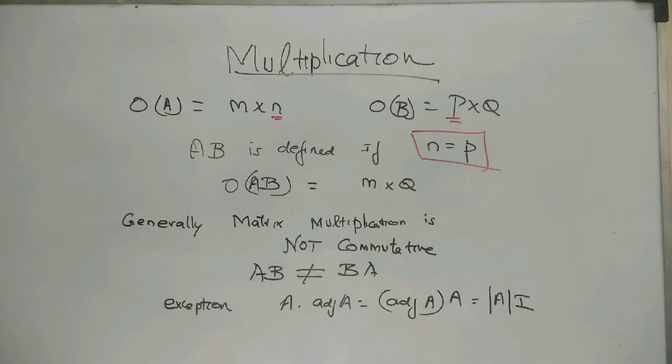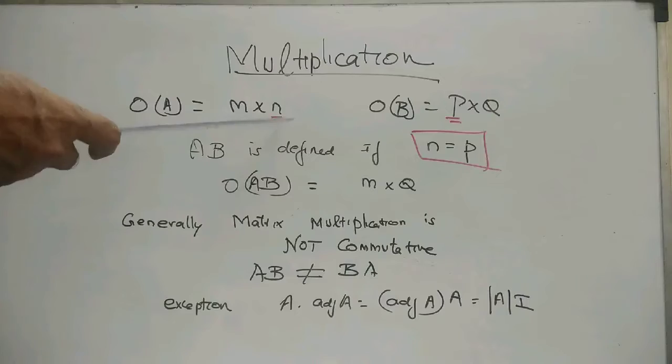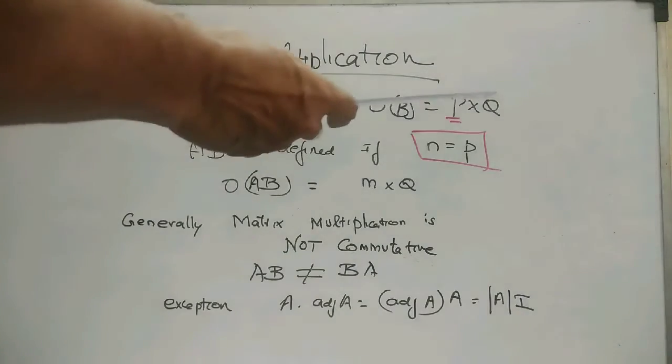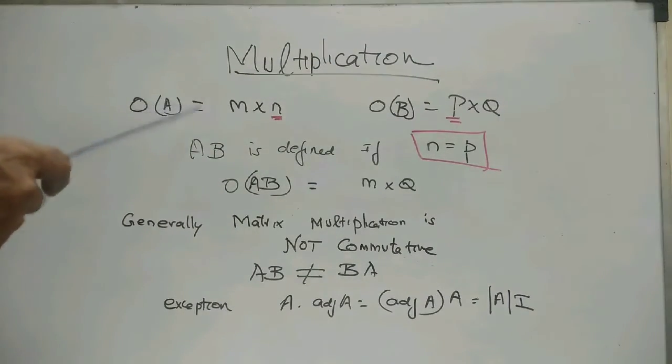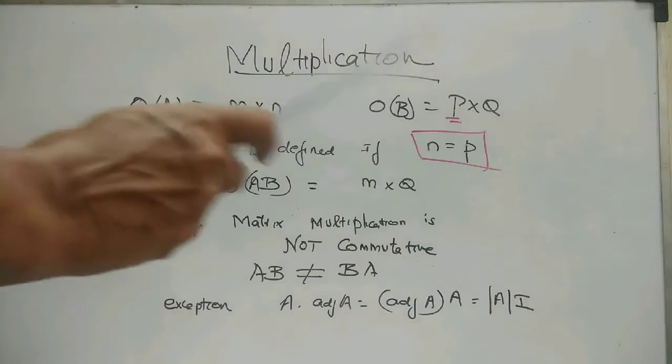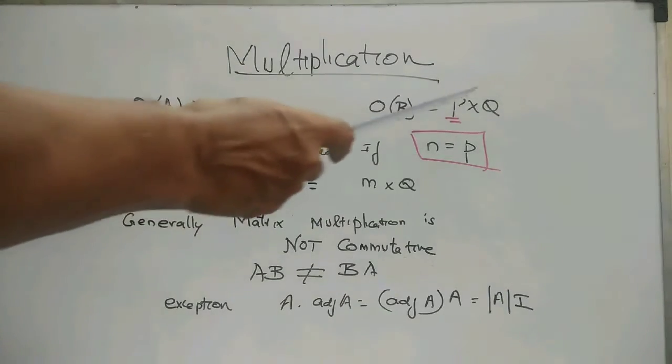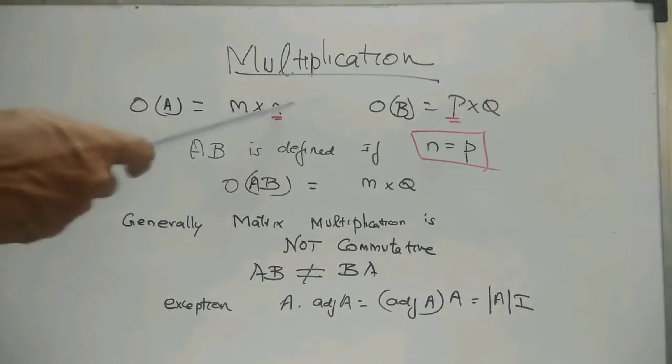Matrix multiplication. Multiplication is possible only if the columns of the first matrix must be equal to the rows of the second matrix. For example, if the order of A is m rows and n columns, and the order of B is p rows and q columns, these two matrices you can multiply only if n is equal to p.